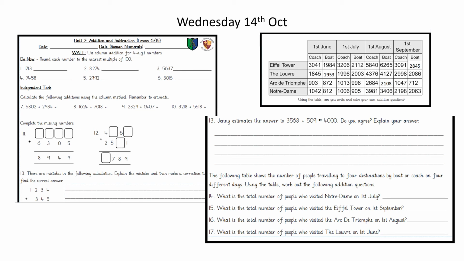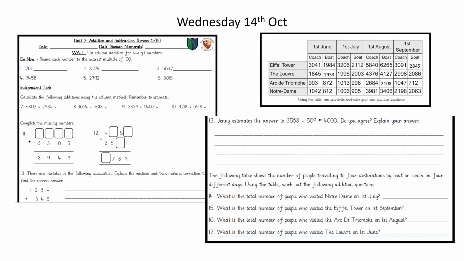I will give you an example. 5,802 add 2,934. I'm rounding 5,802 up to 6,000 and I'm rounding 2,934 up to 3,000. 6,000 add 3,000 is 9,000. I know my actual answer will be less than 9,000 because I rounded both numbers up.